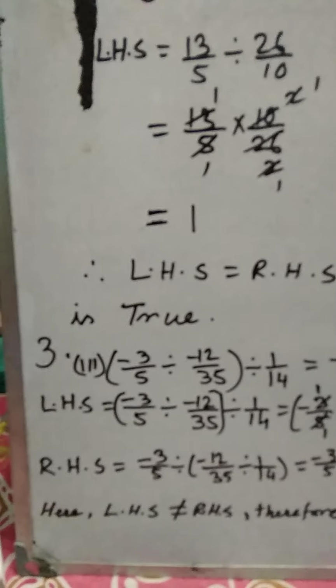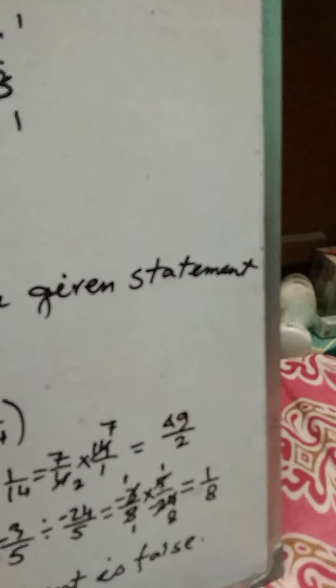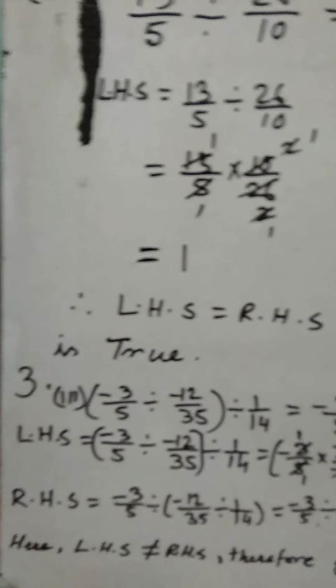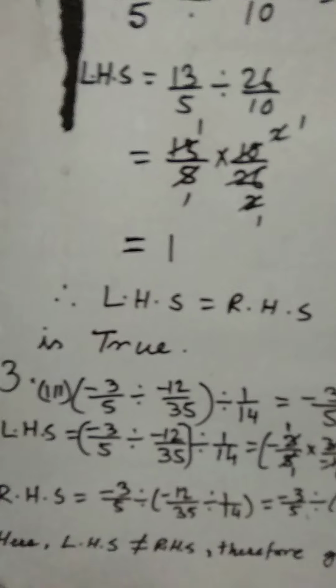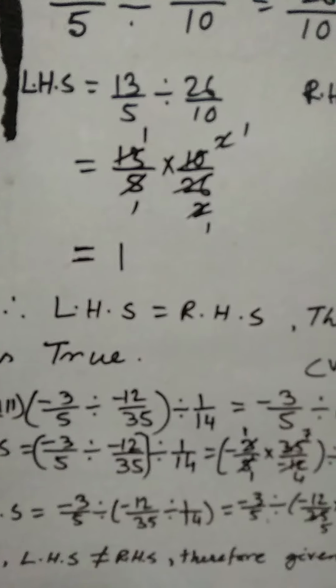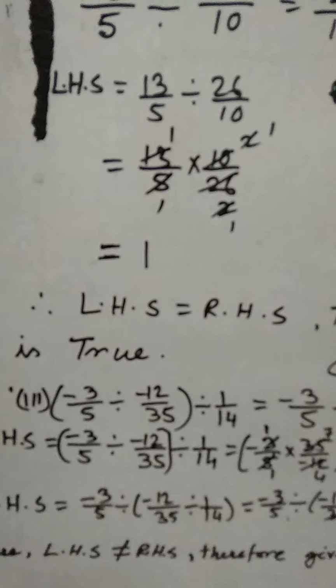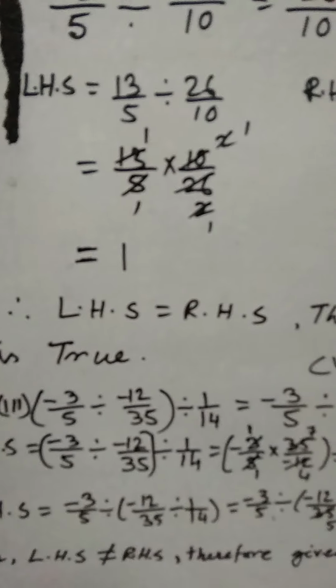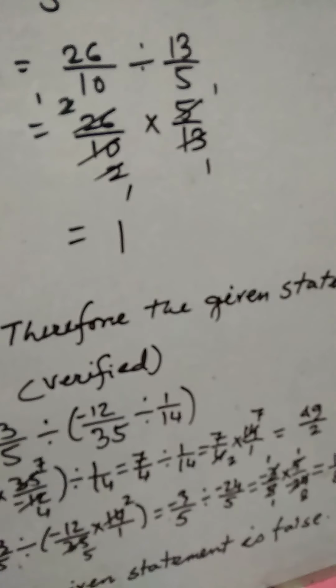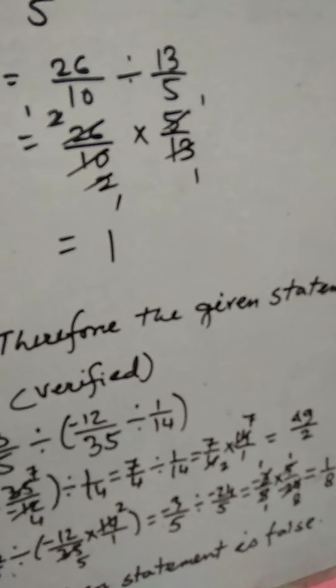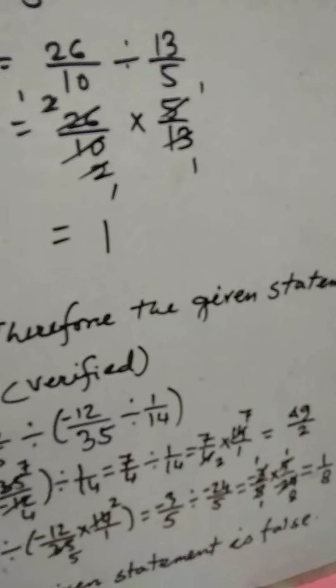First copy the left hand side and calculate it. You will get 49 by 2. When you are calculating the left hand side, you must obey the BODMAS rule. First, do the work in the bracket given, then you will divide the result by 1 by 14. Then you will get 49 by 2.